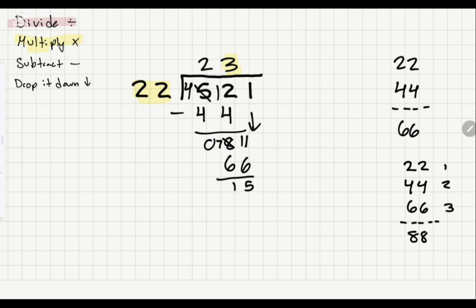Then I have to, I just realized that I didn't highlight it for you guys, so let me do that now. Subtraction, right here. And then our next step would be to drop it down, but obviously we have no more numbers left. So I know that our answer is 23 with a remainder of 15. So this 23 I got from up here, and the remainder I got from down here.